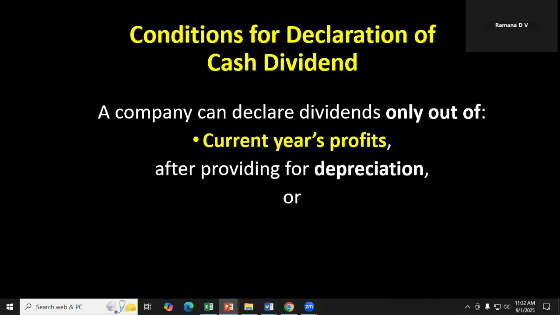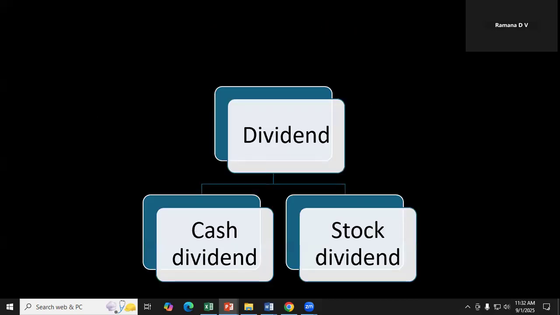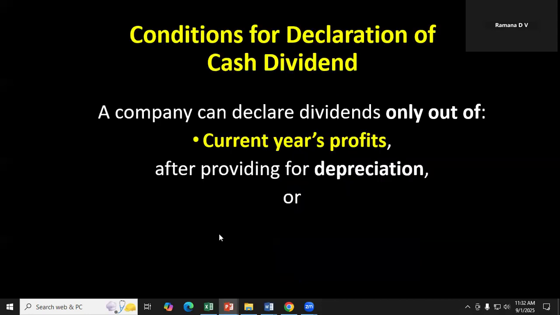Whenever a company declares dividend, the company has to follow certain conditions given in the Companies Act. But before we go to the Companies Act provisions, let us understand a very generic definition of dividend. Dividend is a distribution of profit among the shareholders. The distribution can be in the form of cash or in the form of stock or shares. If it is in the form of cash, it's called cash dividend. Otherwise, it's called stock dividend.